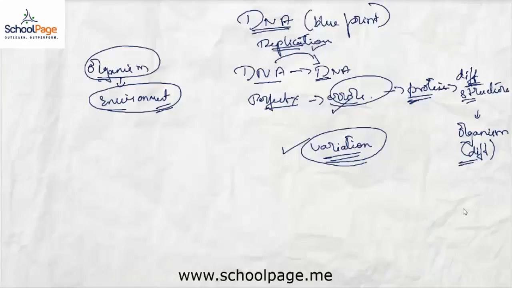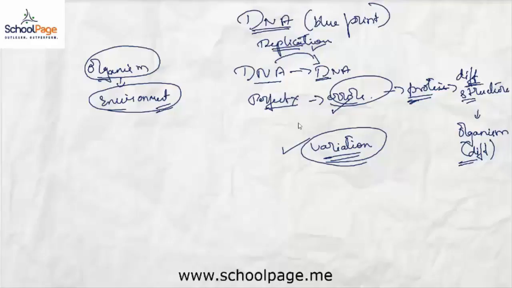Variation is the differences or changes in the inherited characters among the related organisms. Variation is very helpful because it is the variation that helps the organisms survive an unfavorable condition. It is the variation again which helps the organism to evolve into a new organism.